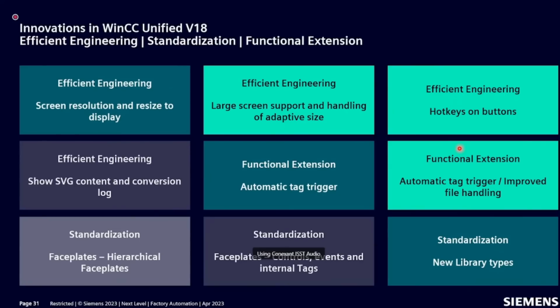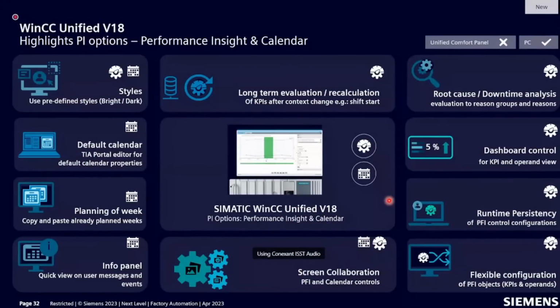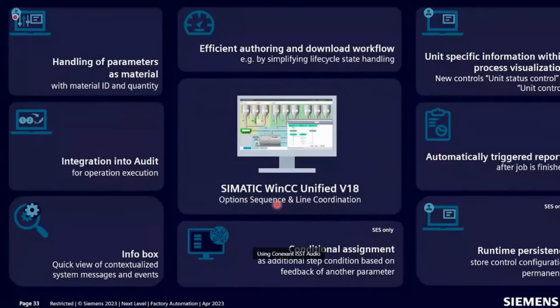Efficient engineering, standardization. If you go into more detail in PI, as I said, it calculates the KPIs of the plant and gives transparency of the plant. It can be integrated with a calendar to have a more detailed overview of the system, so that is also possible with this PI package. Same for the sequence and line coordination. I already explained the sequence for material handling with respect to the ID and quantity structure. Line coordination is also possible.